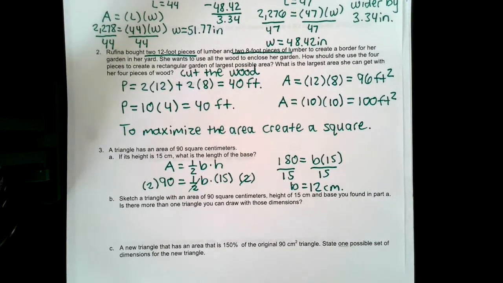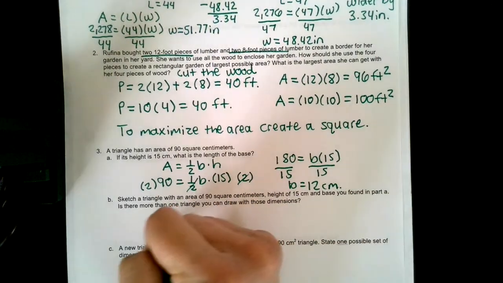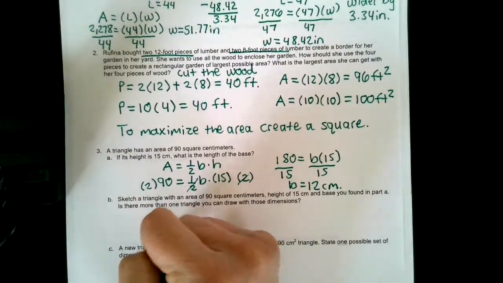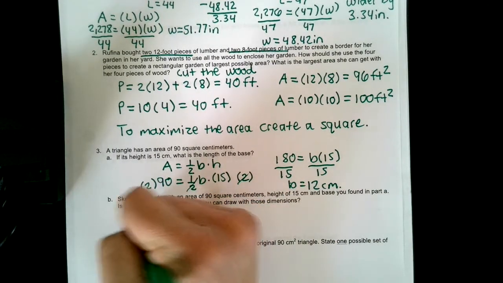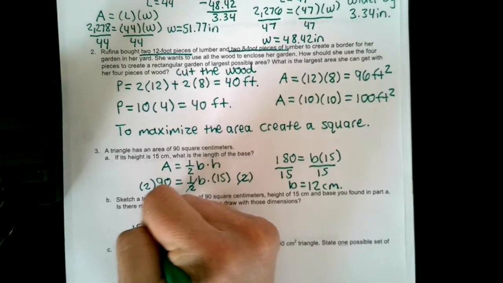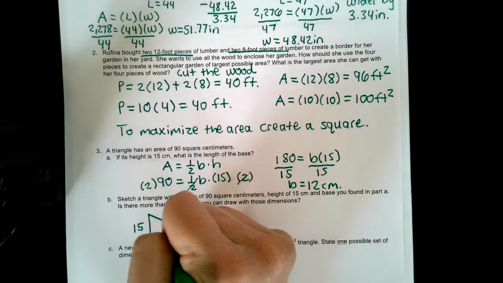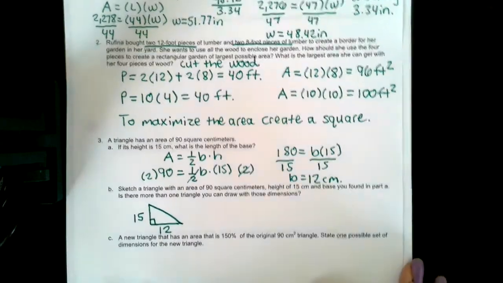Sketch a triangle with an area of 90 square centimeters, height of 15, and the base you found in part A. Is there more than one triangle you can draw with those dimensions? So if I was using the same base of 12 centimeters and the same height of 15, one way that I can draw this triangle is by creating a 90-degree angle.